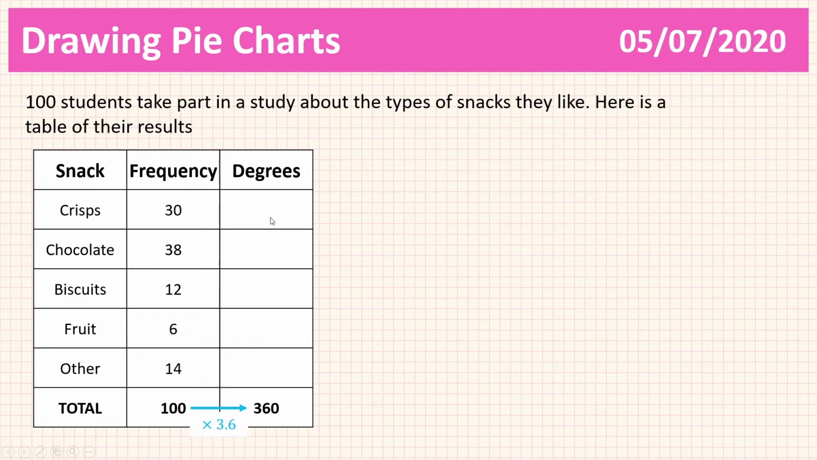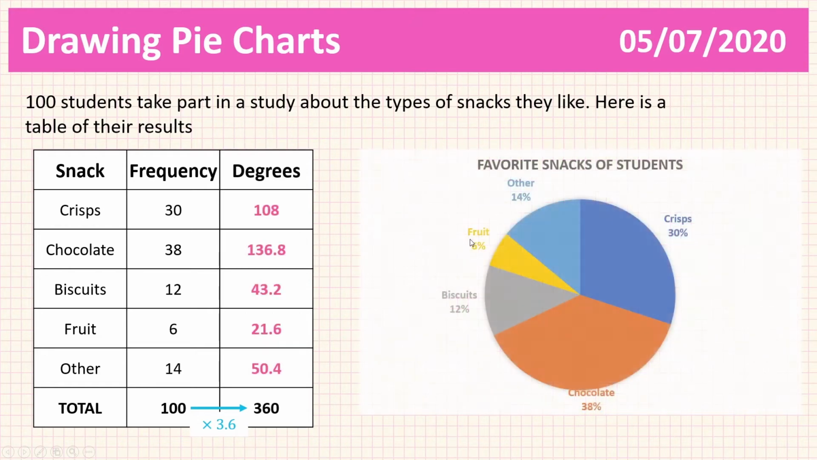All we're doing is finding out what proportion of the circle we need for crisps. How many degrees do we need for crisps? How many degrees do we need for chocolate? And so on and so forth. Okay, so I multiply each of these by 3.6 and I get these values, and then I plot my pie chart and it looks like that.